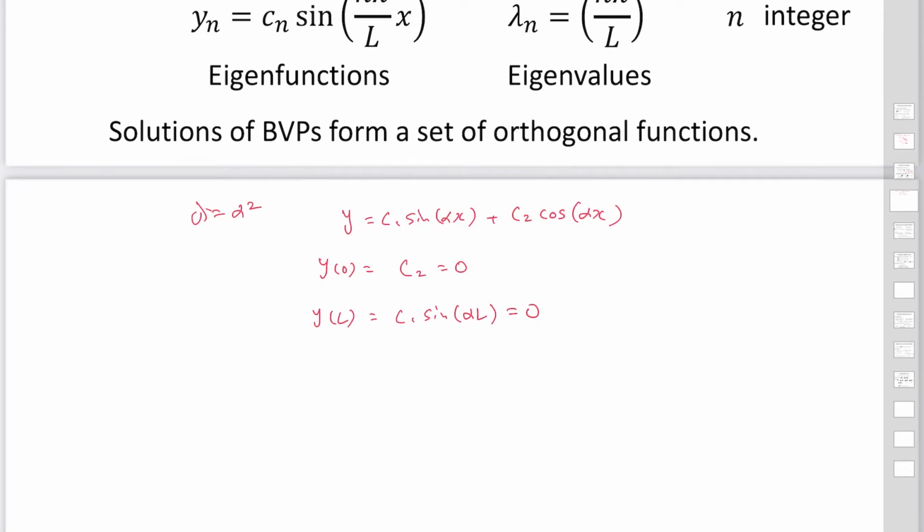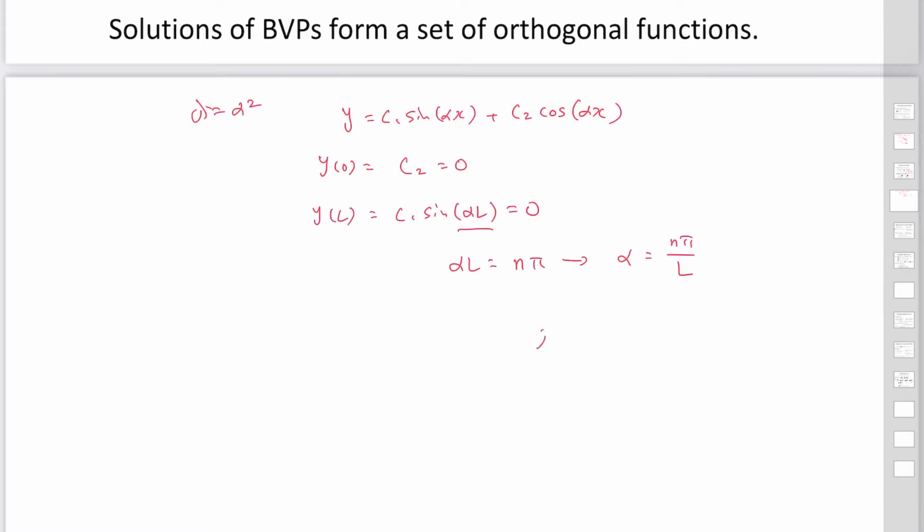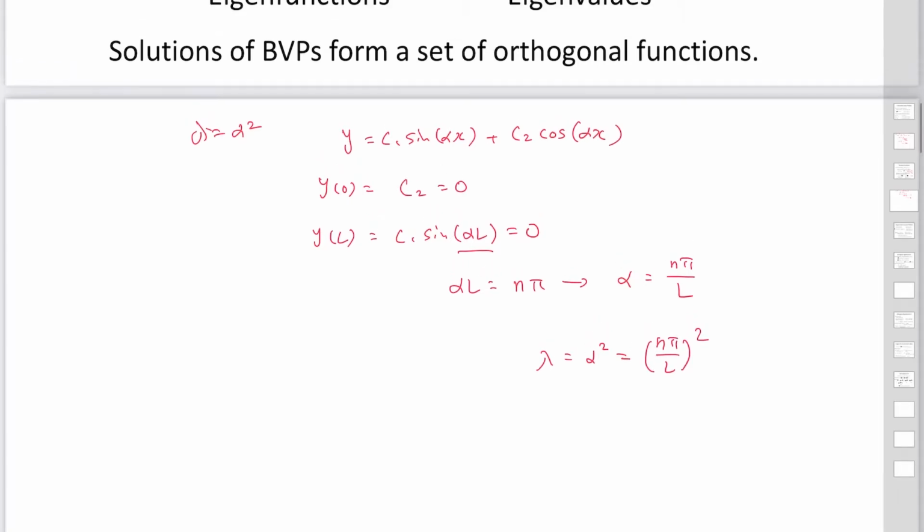To satisfy this condition, if alpha L is an integer multiple of pi, then sine n pi is always 0. So we don't have to consider c sub 1 being 0. From this condition, you can find that alpha is expressed as n pi over L. Once you find alpha, we can find lambda, so (n pi over L) squared. This is the value of lambda.